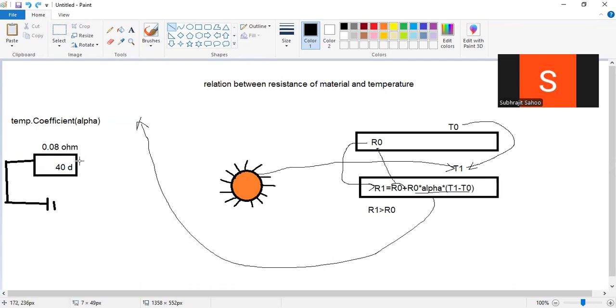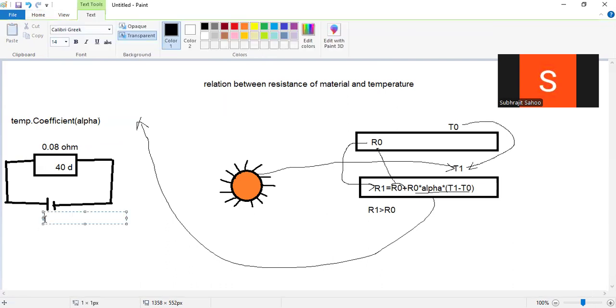Observe. How much voltage am I giving here? V naught voltage I'm giving. Generally 230 volts we are supplying. Once V naught is supplied, you can measure the current here.